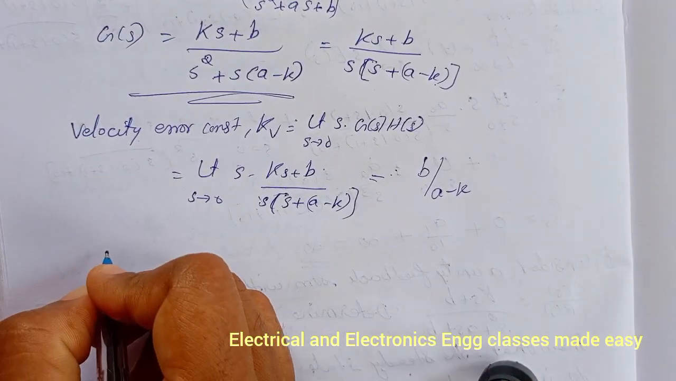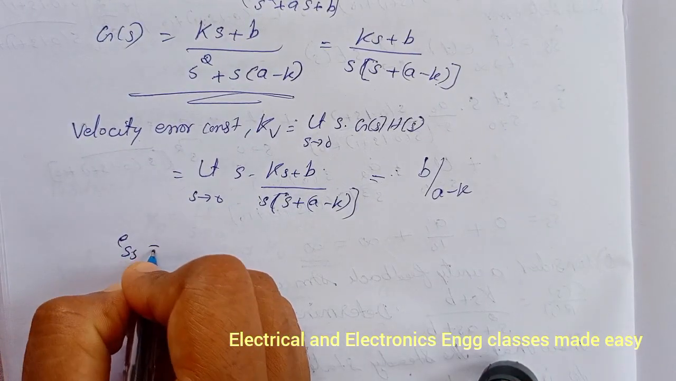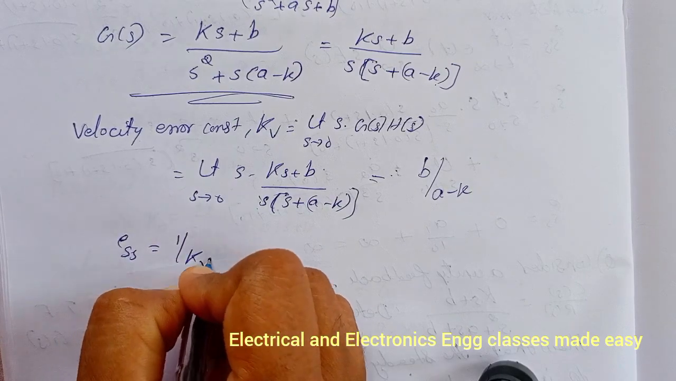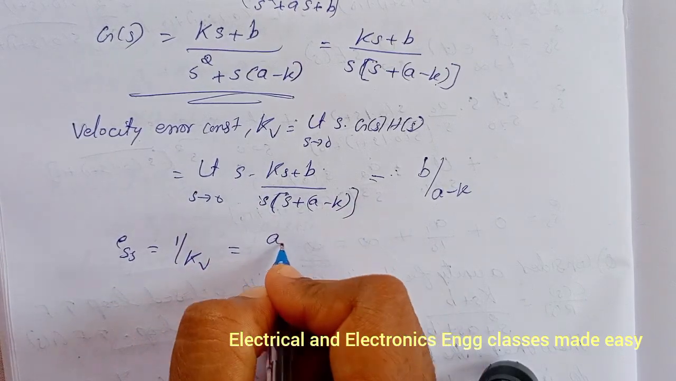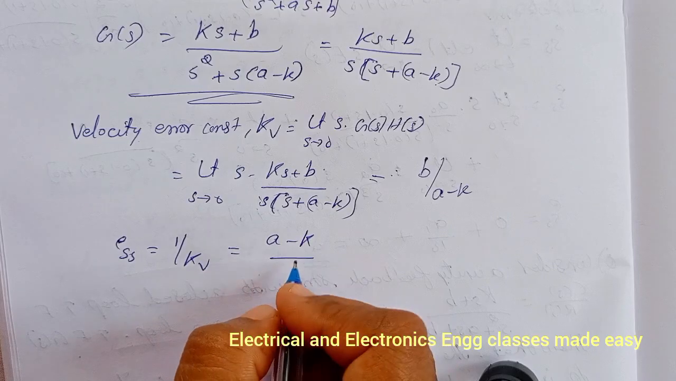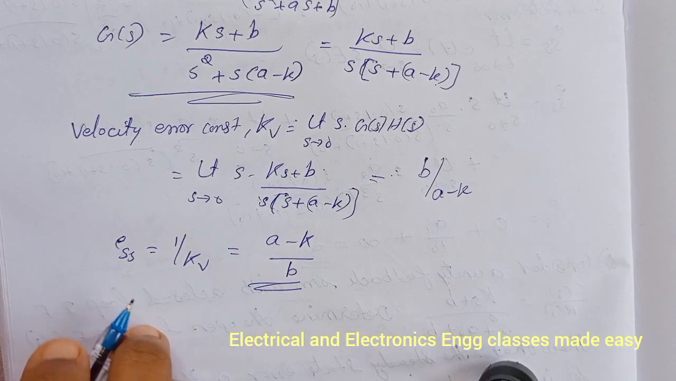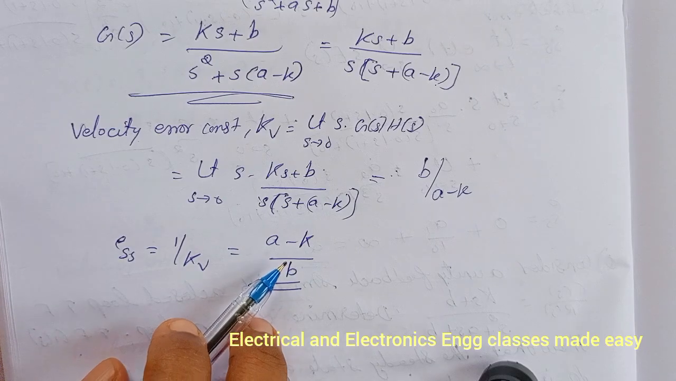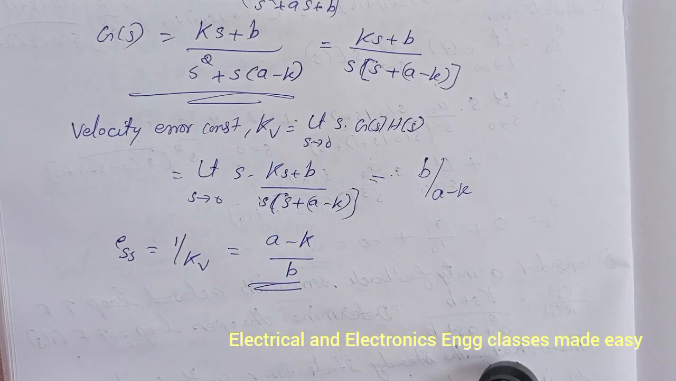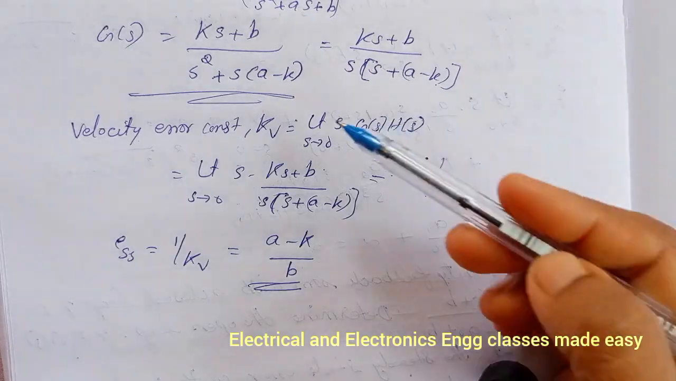And the steady state error ESS is equal to 1 divided by Kv, and that is equal to (a - K) divided by b. Hence it is proved that the steady state error is equal to (a - K) divided by b for unit ramp input.